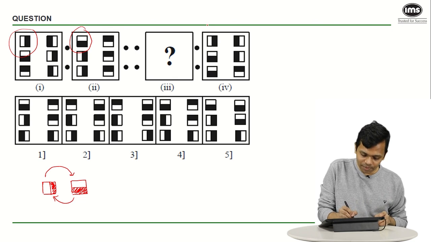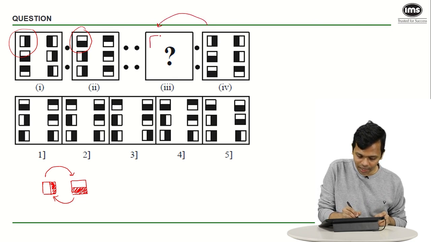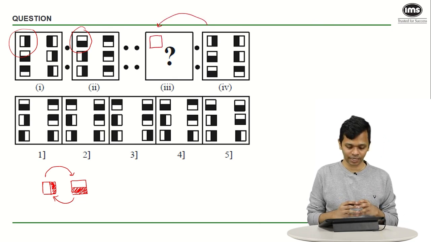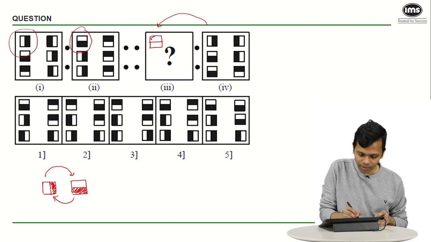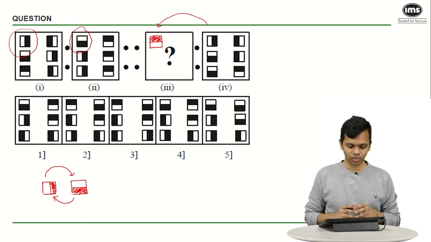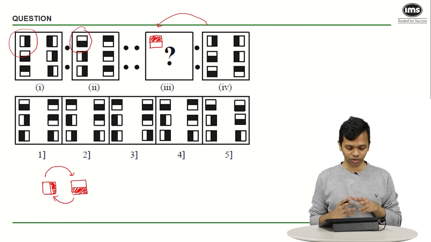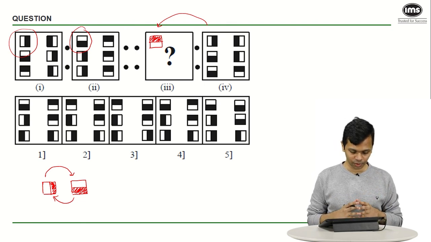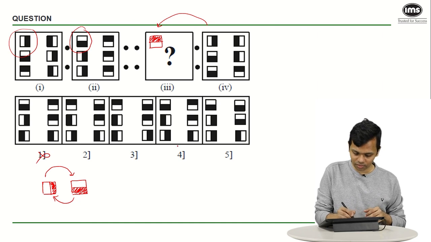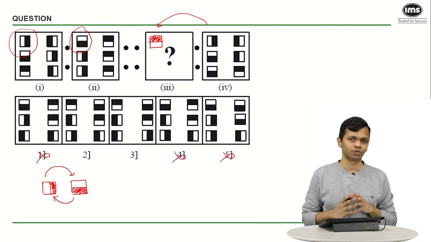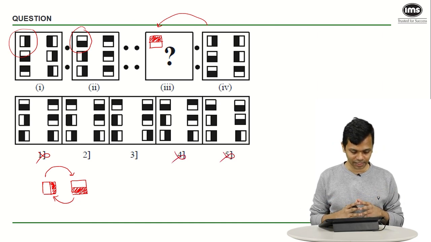So if I apply the same principle here and try to find the anti-clockwise movement of shading, I will have to shade the upper region. So that is something that should work. Now let's see what all options we can eliminate using this. So first one is out, and the fourth one is out, and the fifth one is out also. So we have eliminated 3 options nicely.